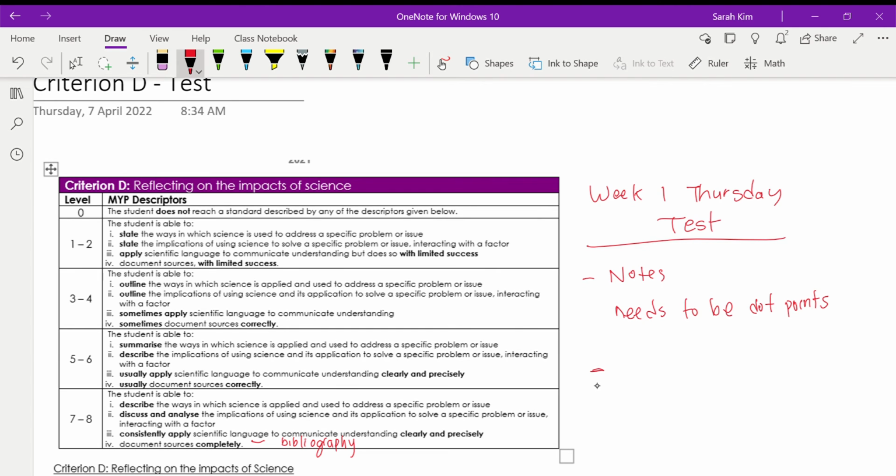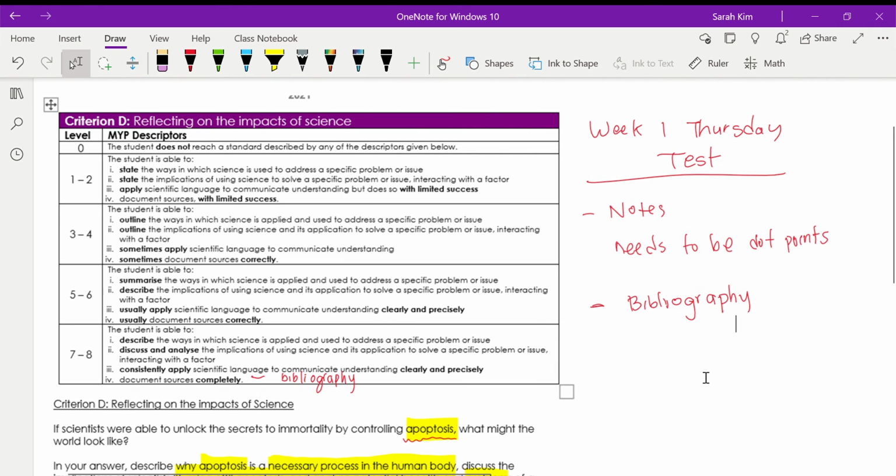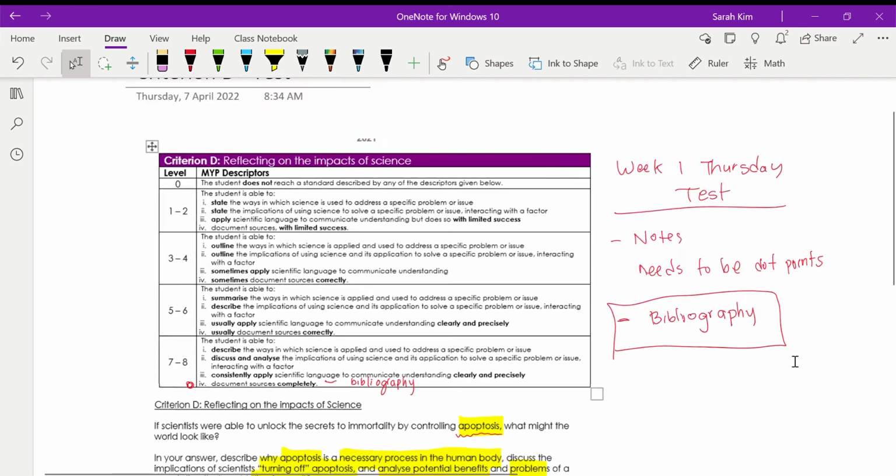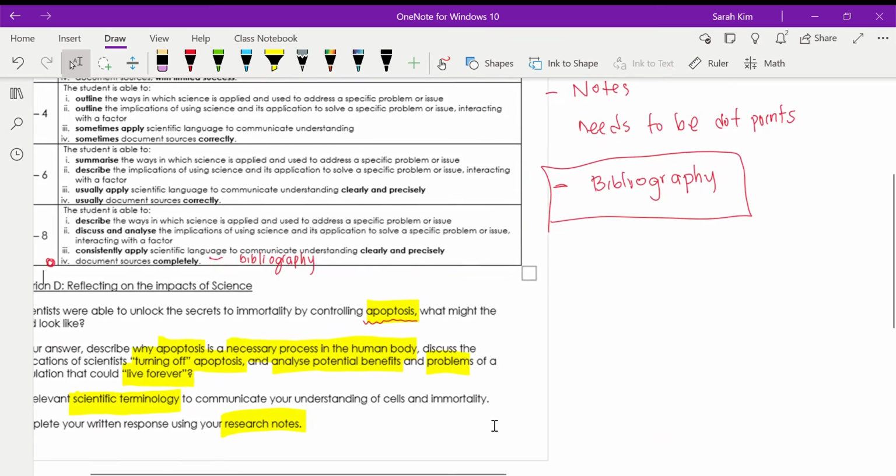Alright, then you need your bibliography. So what you need to do is make sure when you're researching, have a copy of that list of websites, and then you're going to make them into a bibliography using referencing, and then you would put that onto a different piece of paper, and you're going to bring it into the test and just hand it up with your test. Now if you don't have this, you can't get this mark over here, IV, document sources completely. Right, so make sure you do have that bibliography and you do remember to bring it on week 1 Thursday. So get it started.